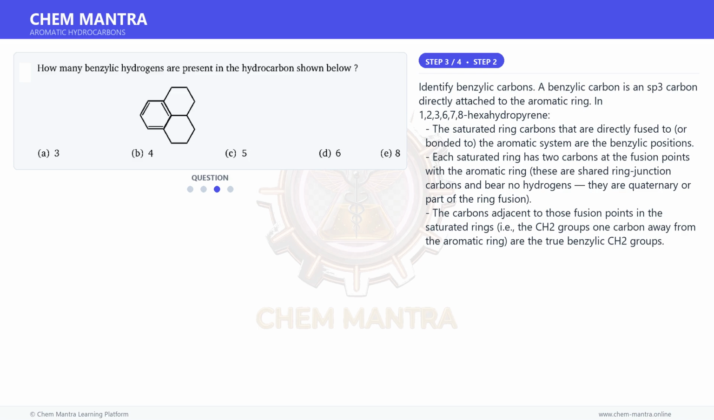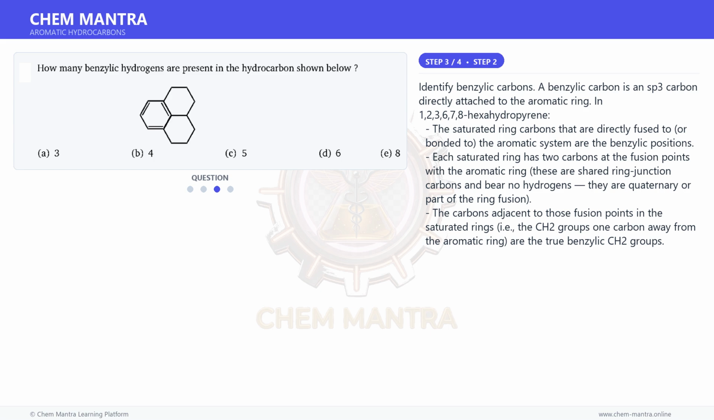Identify benzylic carbons. A benzylic carbon is an sp3 carbon directly attached to the aromatic ring. In 1, 2, 3, 6, 7, 8 hexahydropyrene, the saturated ring carbons that are directly fused to or bonded to the aromatic system are the benzylic positions. Each saturated ring has 2 carbons at the fusion points with the aromatic ring. These are shared ring junction carbons and bear no hydrogens. They are quaternary or part of the ring fusion.